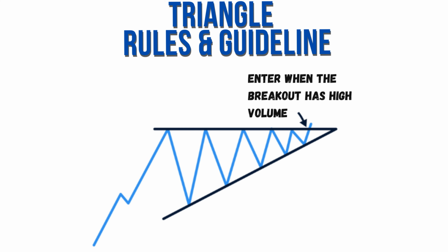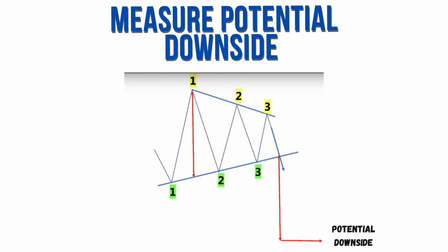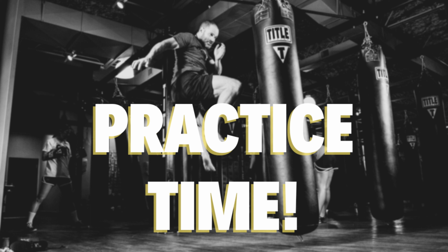One of the advantages of trading the triangle chart pattern is that we can measure the potential upside or downside of the price. To do this, determine the vertical distance from the initial point where the price entered the pattern to the highest point within the pattern, or the lowest point within the pattern. Once you have the triangle's height, you can apply it to the breakout point. Okay, without further ado, let us move on to the practice.